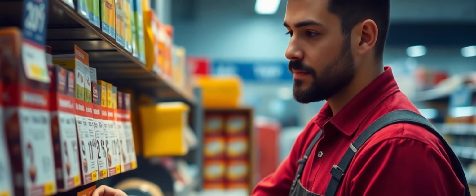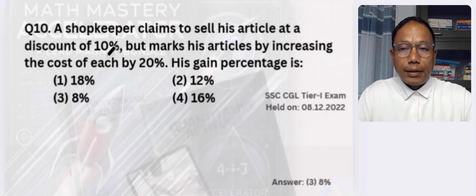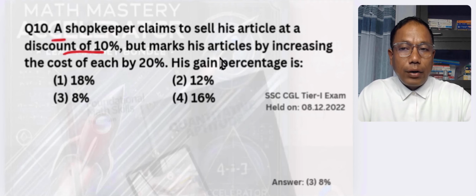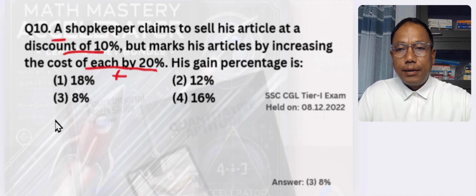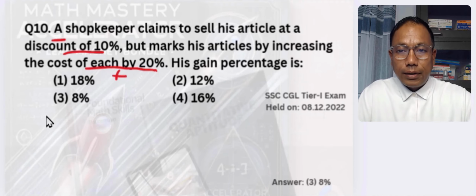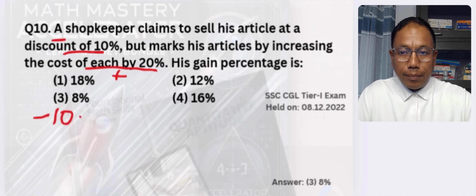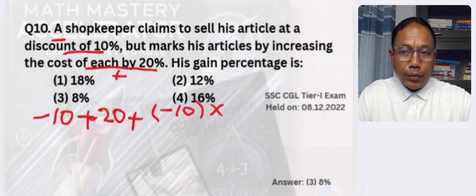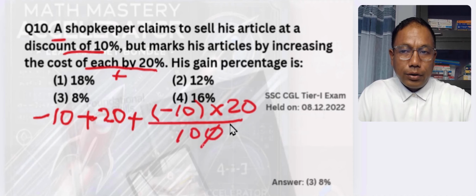A shopkeeper claims to sell his article at a discount of 10%. 10% discount means minus. But marks his articles by increasing the cost of it by 20%. This is plus. His gain percentage? Gain means total outcome is plus. Minus 10 plus 20 plus minus 10 into 20 by 100. Cancel 0, 0.